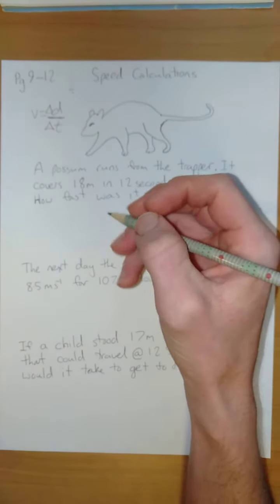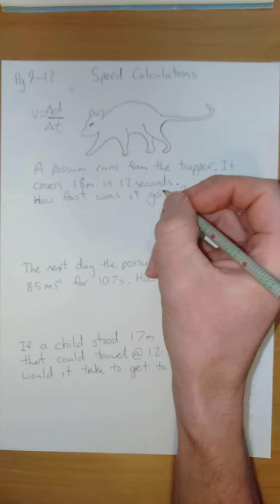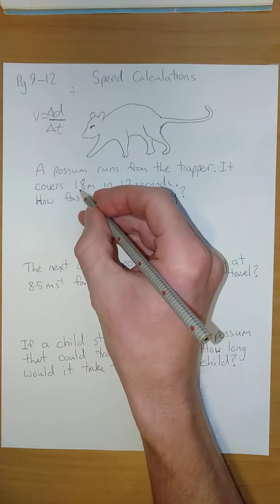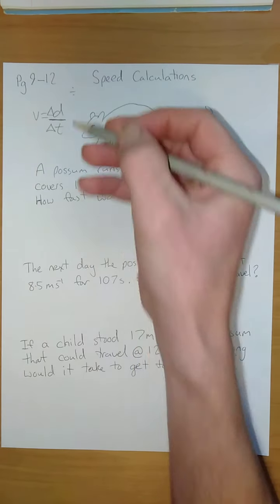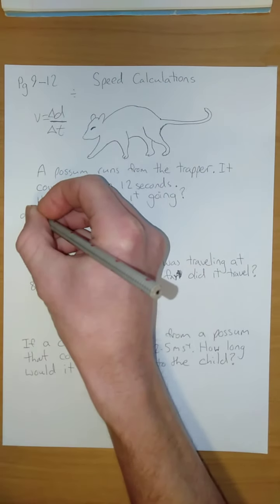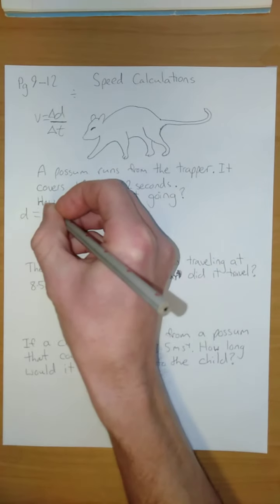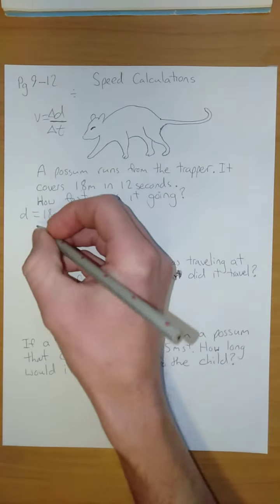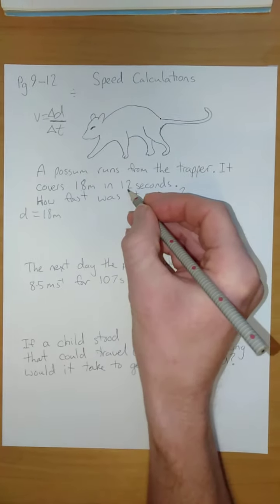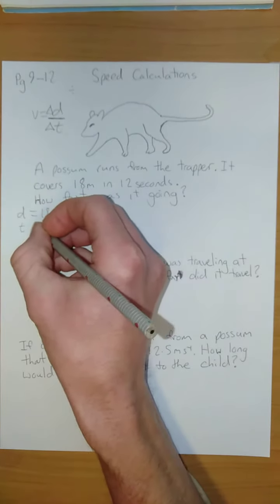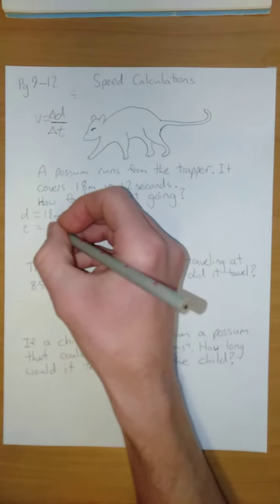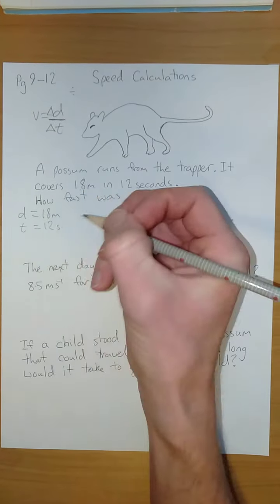So first job is to make a list of the information we know. So we've got the number 18. We need to know which symbol to put next to it. So it's D. So we'll just write on the side, D is equal to 18 meters. Then we can see we've got 12 seconds. That's the time. So T is equal to 12 seconds.